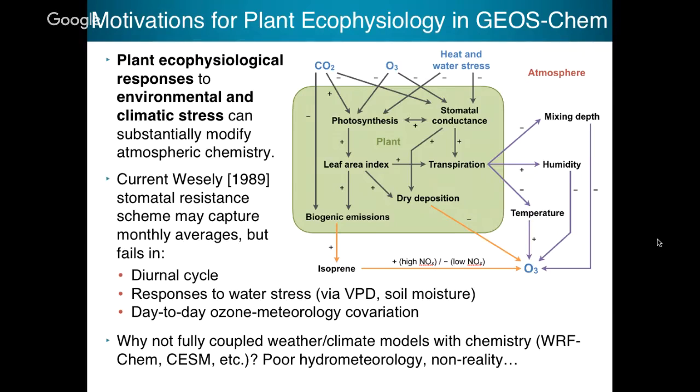It cannot capture the responses to water stress, especially through vapor pressure deficit or soil moisture, and it also cannot capture day-to-day ozone-meteorology covariation either. So I'm not going to answer this question now because of the time limit, but this is really a philosophical question almost. Why don't we just put everything into a fully coupled Earth system model to address these issues? But I'll answer that maybe offline or later.